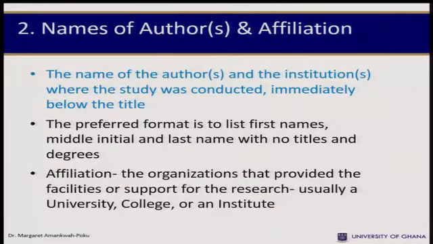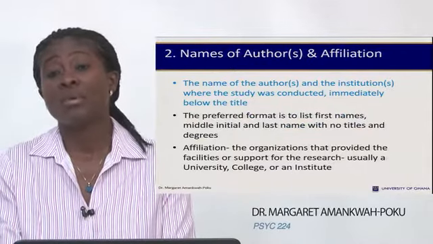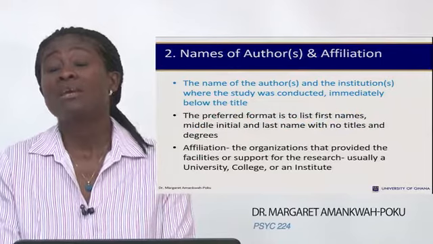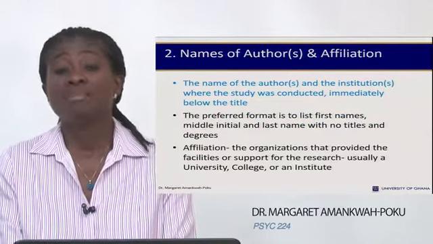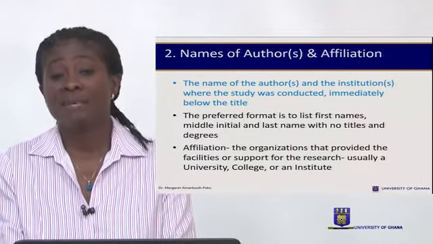The second is the name of the author or authors. So who are those who are involved in the study, the researchers? You put down their names and then their affiliation, whichever university they are affiliated to. The preferred format is to list the first name, the initials, and then the last name. But if, let's say, you want to publish this report in a journal, depending on the journal you are sending it to, this may vary. So you have the names of the authors and then the affiliation.